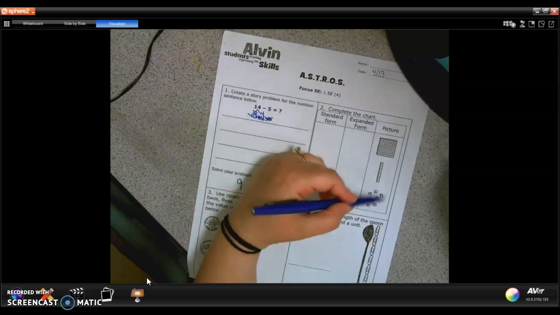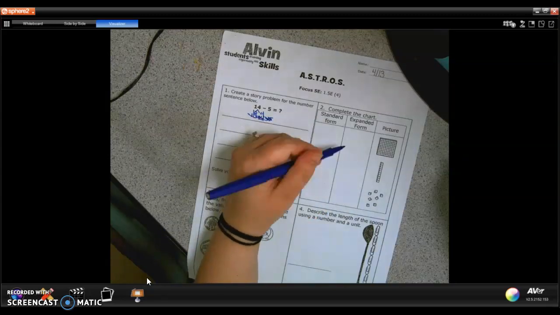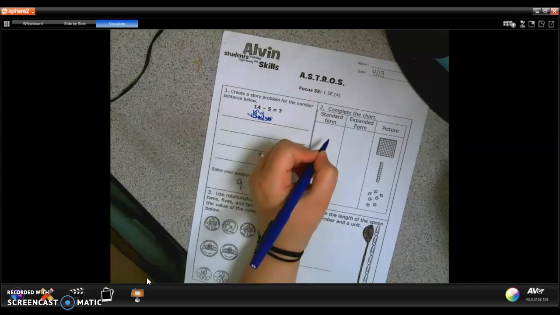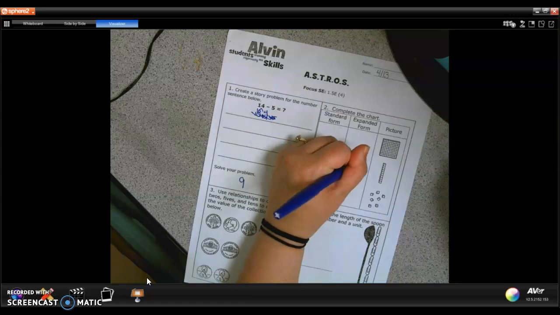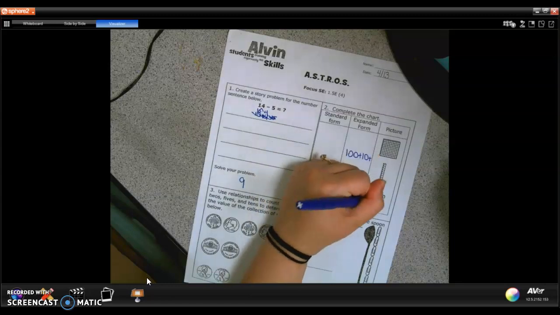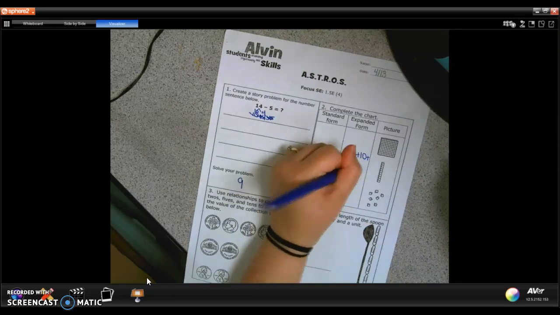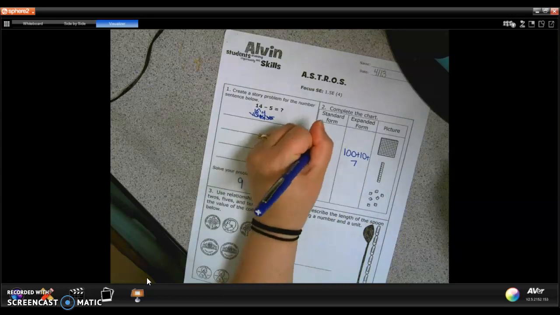I'm going to look at this picture and figure out what it is in standard form and expanded form. Well, I'm going to start actually with expanded form. I see 100 plus 10 plus 1, 2, 3, 4, 5, 6, 7 plus 7 more, which I know is 117.